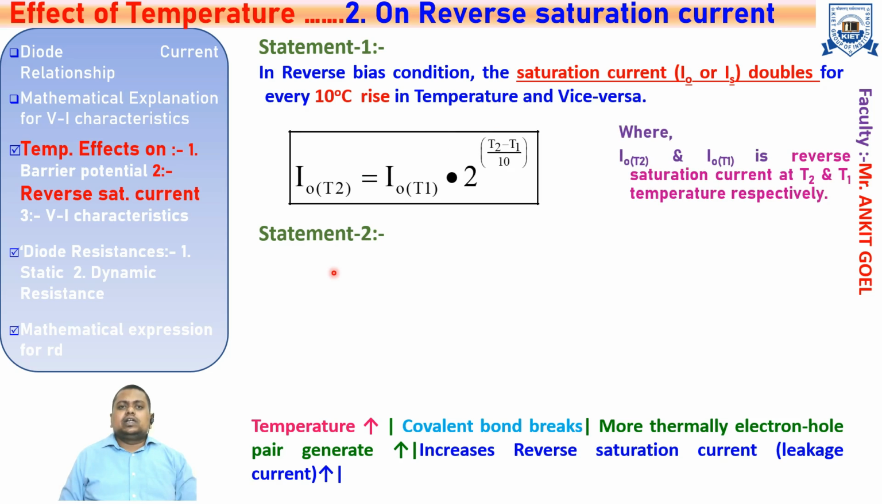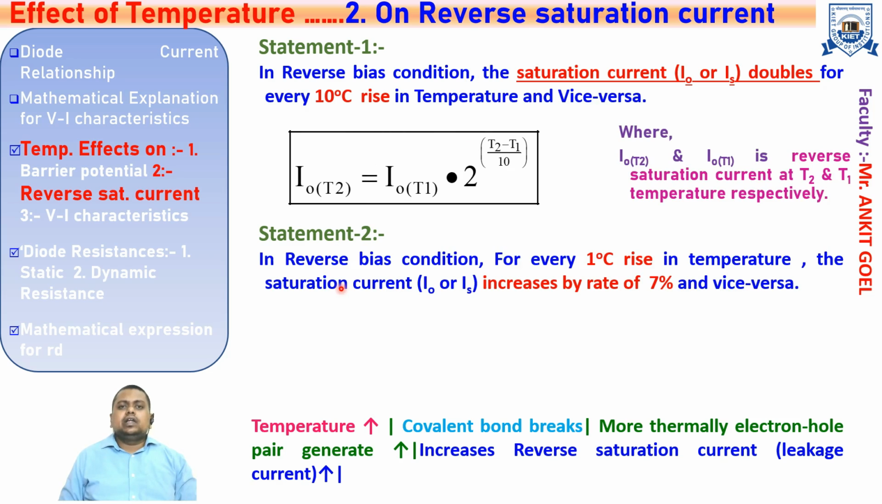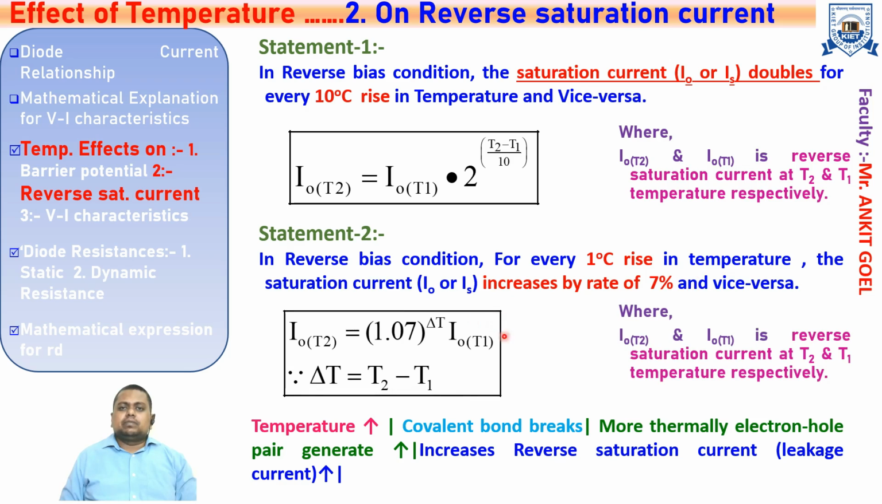We have a second alternative expression for the reverse saturation current. It says that for every 1 degree rise in temperature, there will be a 7% change in the reverse saturation current. This is how it is related mathematically: I_0(T2) = 1.07^ΔT × I_0(T1), where I_0(T1) denotes the reverse saturation current at temperature T1, while I_0(T2) denotes the reverse saturation current at temperature T2, and ΔT is the difference between these two temperatures, T2 minus T1.